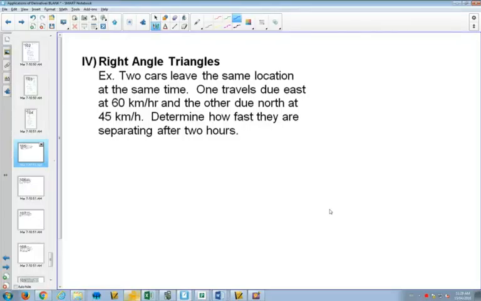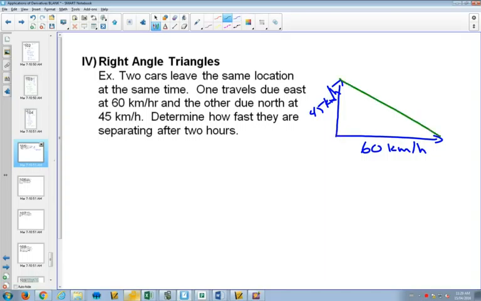Two cars leave the same location at the same time. One is traveling due east at 60 kilometers per hour, the other one due north at 45 kilometers per hour. How fast are they separating? How fast are they going apart when they have been traveling already for 2 hours?